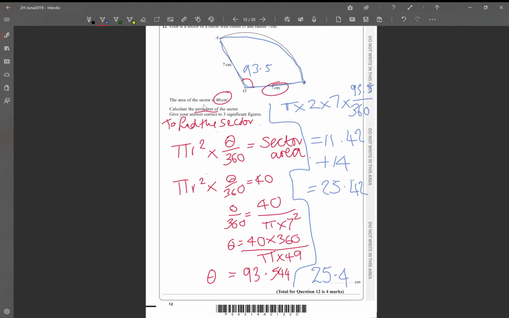So there's quite a few steps going on. First, really spotting what you need to do. If you need this arc length, you have to use pi d or 2 pi r, and you can't do that without this angle here. So you needed to figure out this angle by using the area. There's quite a few marks for this, 4 marks, because there is quite a lot to do.